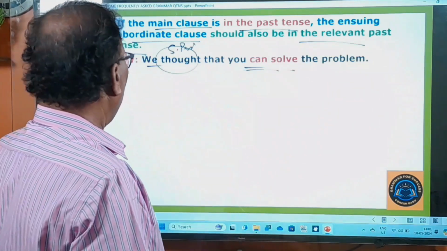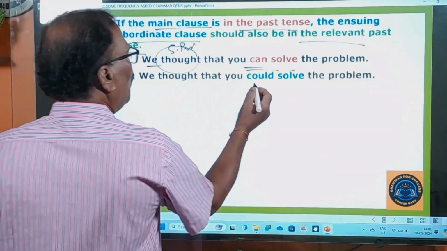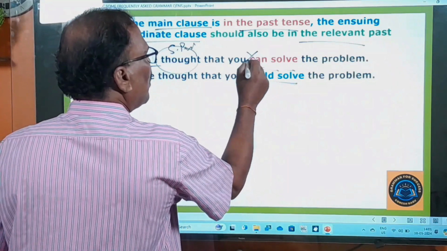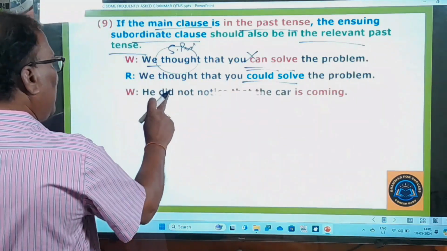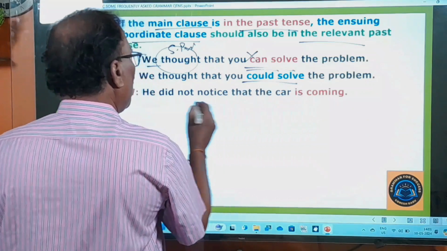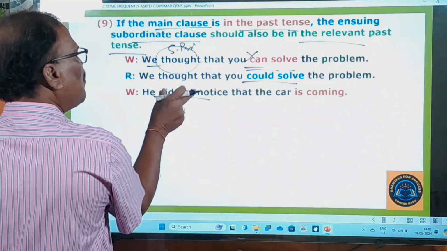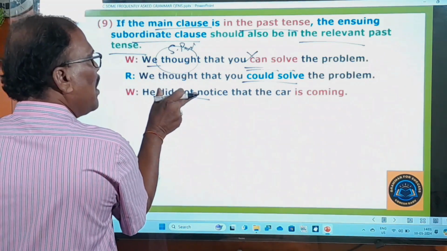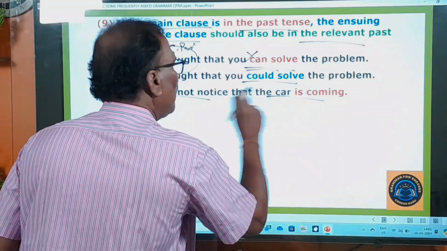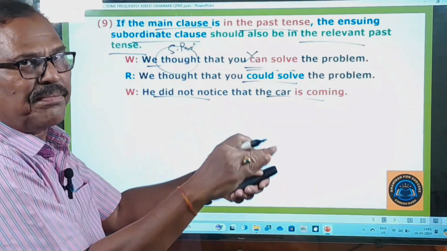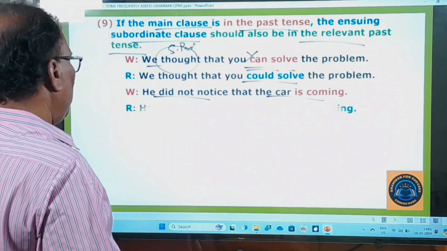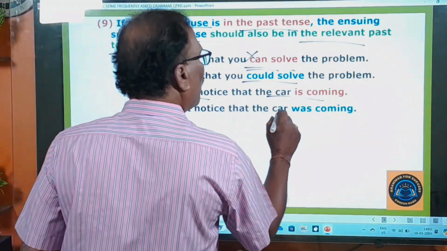That's why this is wrong. What should we say then? We thought that you could solve the problem. Can is not correct, but could is correct. Similarly, he did not notice that the car is coming. So "did not notice", this sentence is beginning with a simple past tense. But the remaining sentence is the present continuous. This is not matching. Then you have to say, he did not notice that the car was coming.